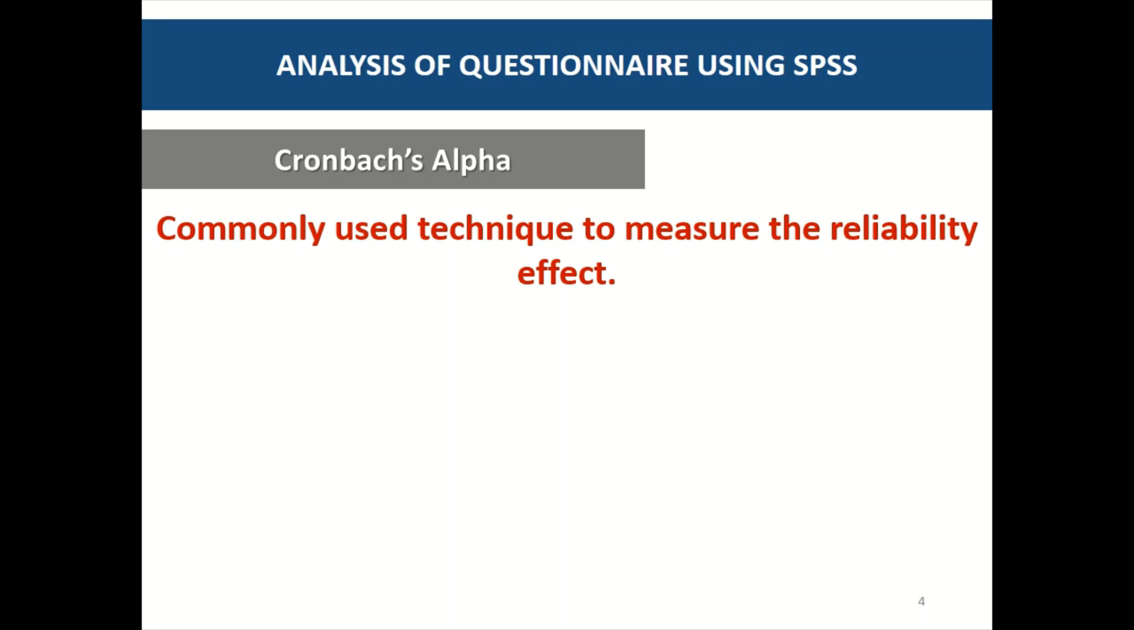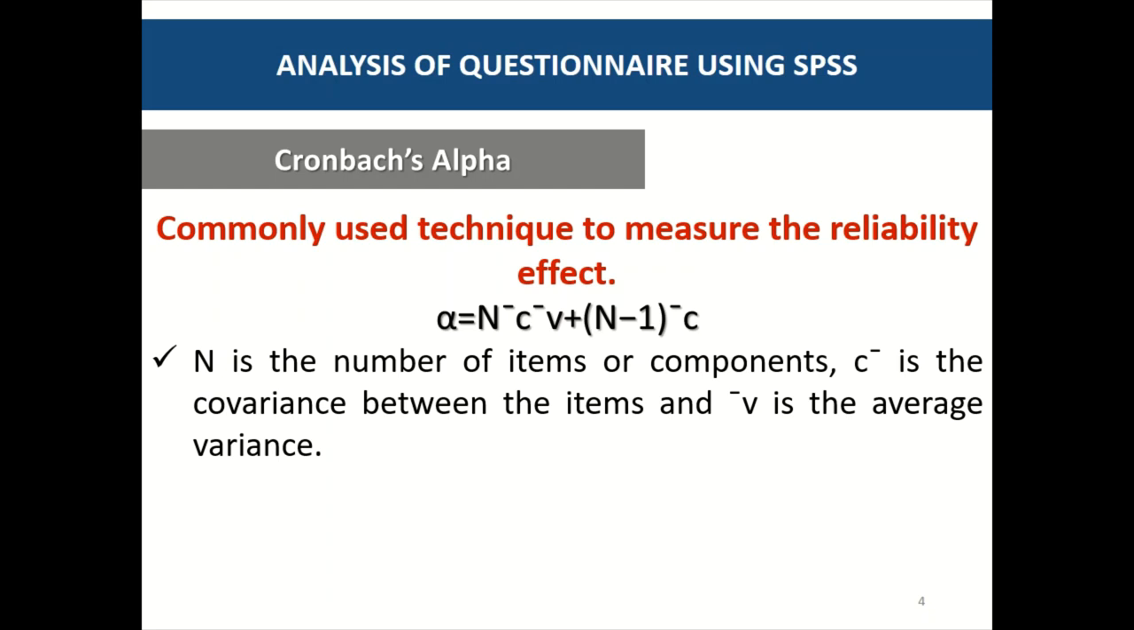Its formula is alpha is equal to n into c bar into v bar plus n minus 1 into c bar, where n is the number of items or the components in our data, c bar is the covariance between the items, and v bar is the average variance. We can use this formula to find out Cronbach's alpha in Excel as well, but what we have to do is we will put the data into SPSS and SPSS itself will calculate Cronbach's alpha for us. We don't have to do hard work there.